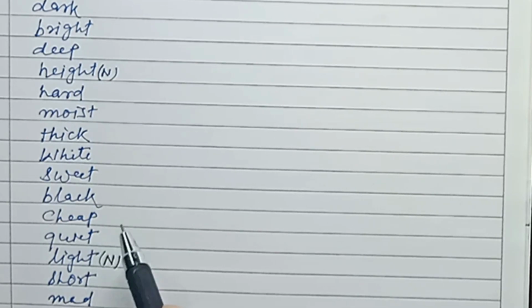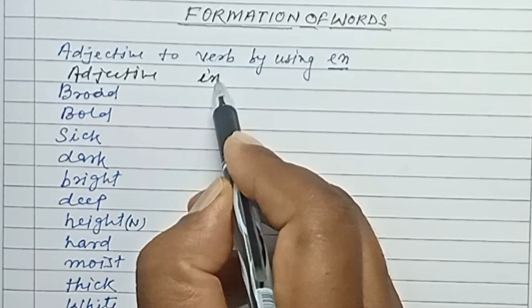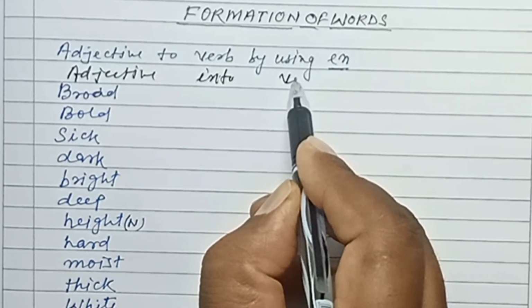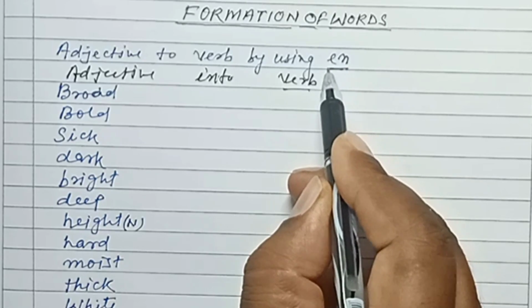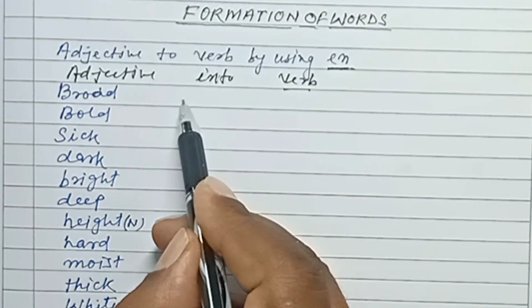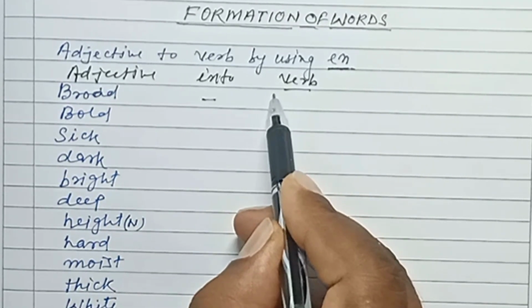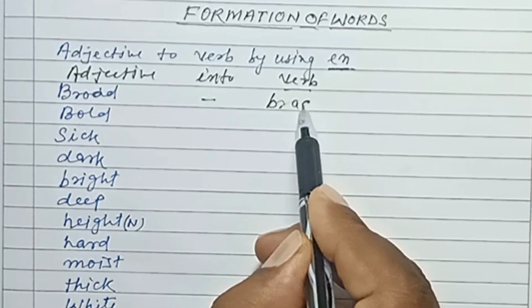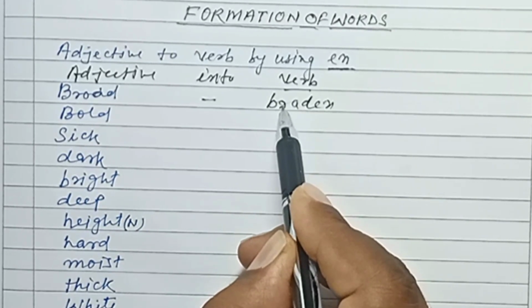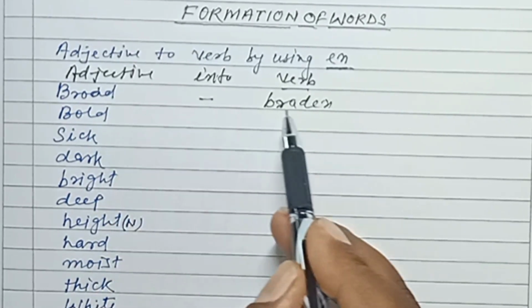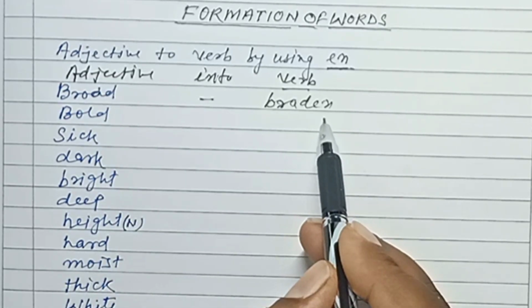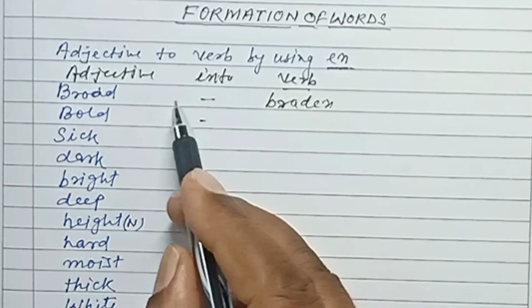So here we will change all these adjectives into verbs by using the suffix en. So broad will change into broaden, B-R-O-A-D-E-N, broaden. So broad is an adjective and broaden is a verb. Next word is bold. Bold will be written as bolden.